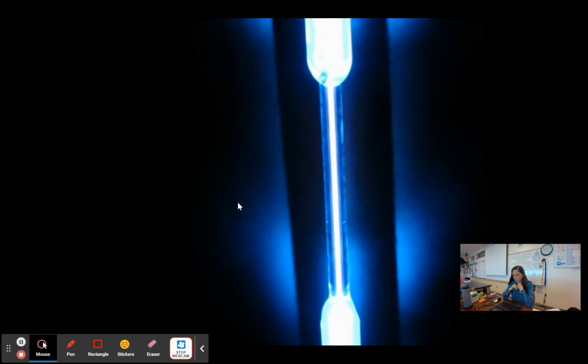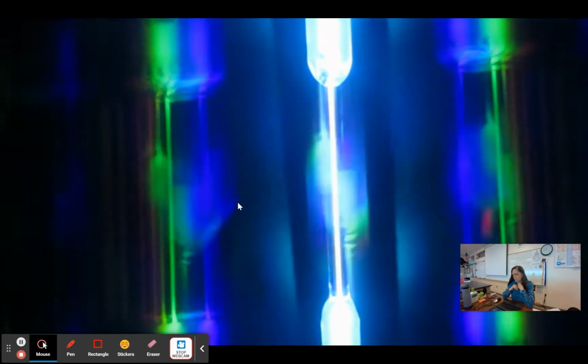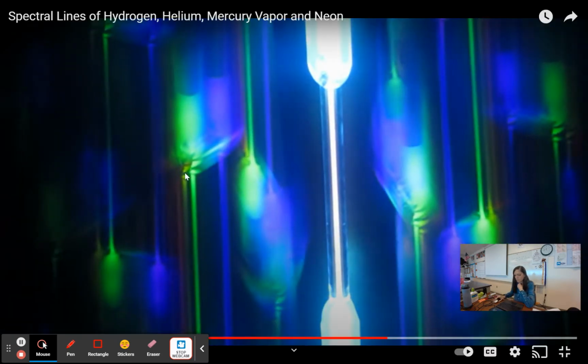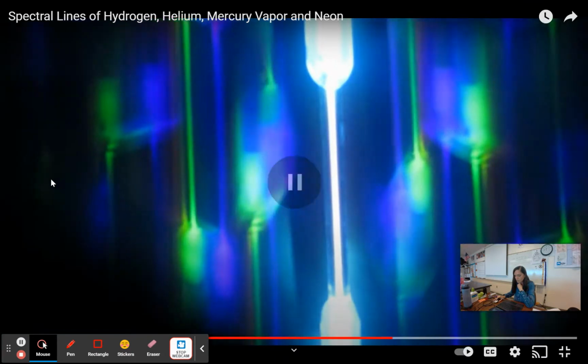And we'll turn mercury vapor on. And we'll put our diffraction gradient over the lens. And boy, we certainly get a different spectrum there with mercury vapor, don't we? Okay, so what do we see with mercury? We get a green line and we get an indigo line. So for mercury, we really only get green and kind of a bluish purple, indigo.